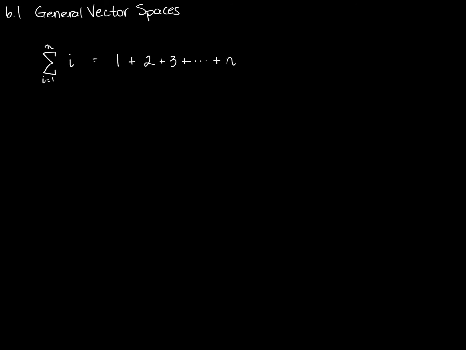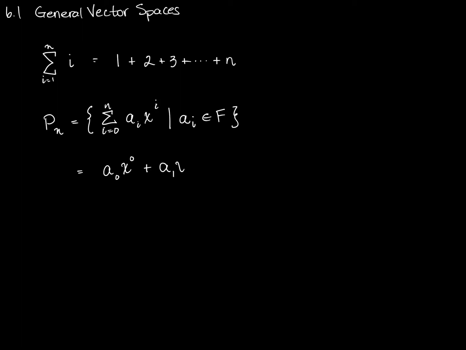So if I want to talk about something called P sub n, and I choose to define that like this, sum as I goes from 0 to n of a sub I x to the power of I, where a sub I is an element of some field, then what that means, in a very concise way, is a sub 0 x to the power of 0 plus a sub 1 x to the power of 1 plus a sub 2 x to the power of 2 plus, and so on, all the way up to a sub n x to the power of n.